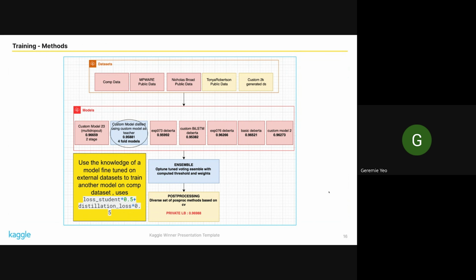As we had some models trained on disparate datasets, we thought of an idea to use the knowledge of a model fine-tuned on an external dataset to train a model on the competition dataset. This was quite similar to the two-stage model, except that it uses a different loss function, using a mix of KL divergence loss and student cross entropy loss. Next slide, please.